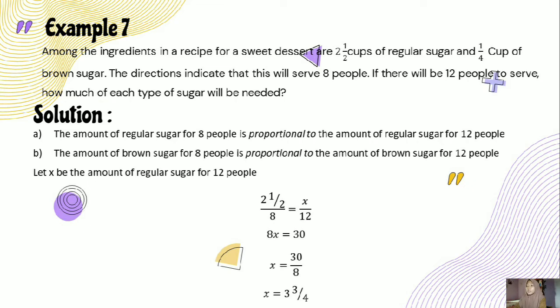A, the amount of regular sugar for 8 people is proportional to the amount of regular sugar for 12 people. And B, the amount of brown sugar for 8 people is proportional to the amount of brown sugar for 12 people. Let x be the amount of regular sugar for 12 people. 2½ per 8 equals x per 12. 8x equals 30. x equals 30 per 8. x equals 3 and 3 per 4.